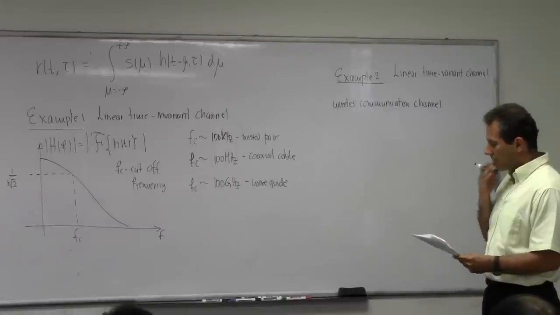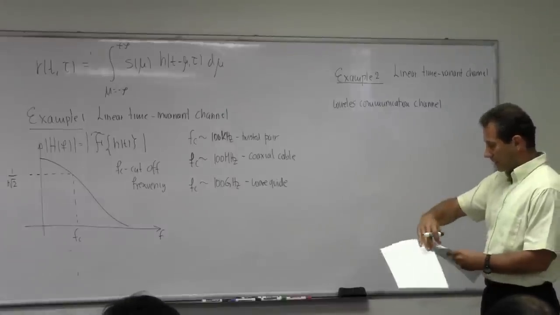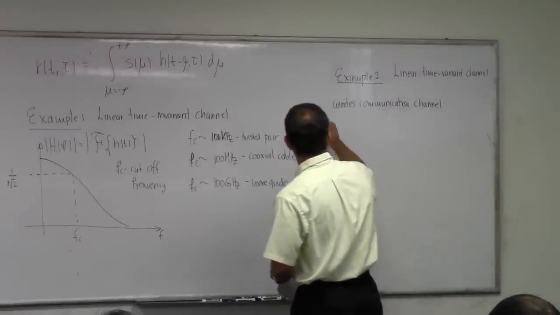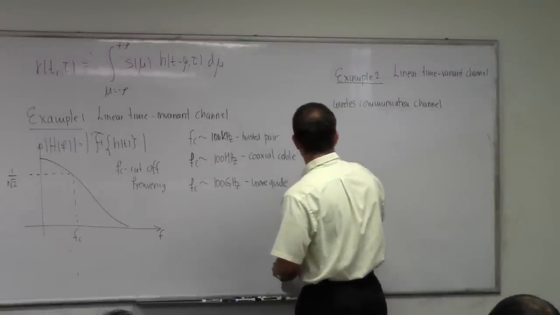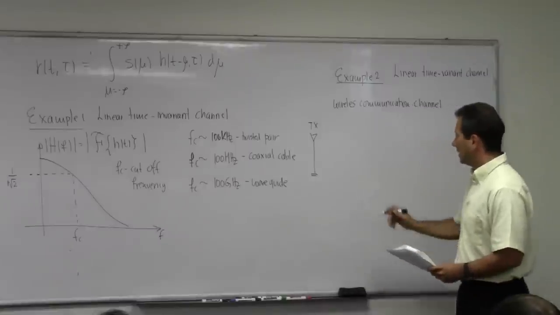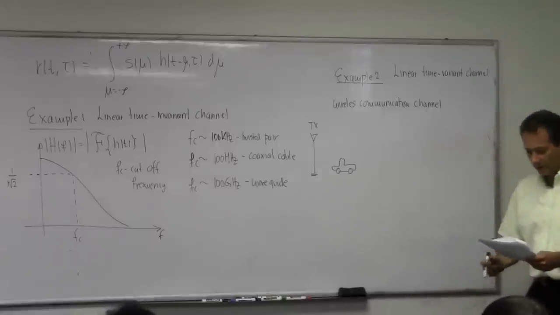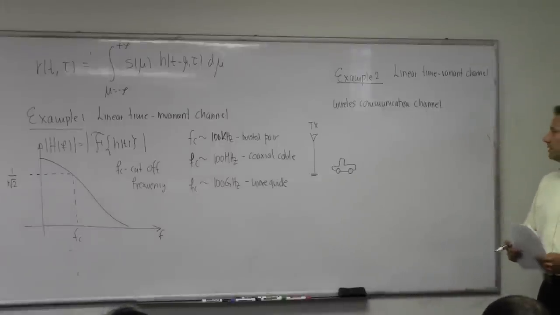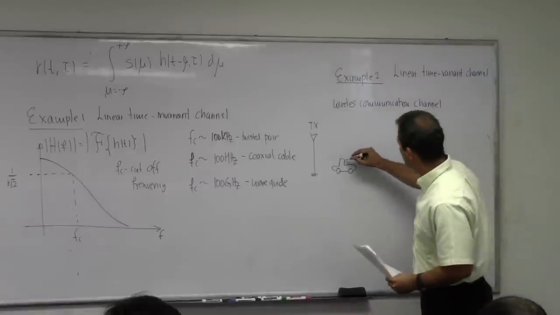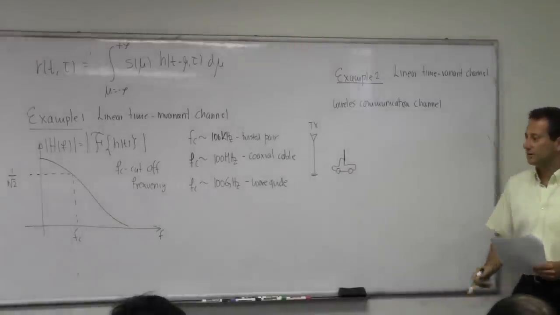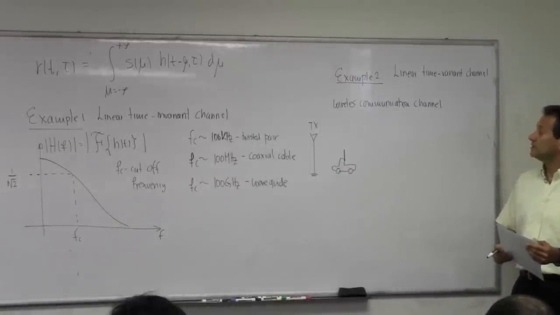So how does the channel look in this particular case? Well, here's what you have. You have your transmitter from which you're going to send your signal. And then you're going to have your receiver. Just to make sure that we understand that there's mobility involved here, there's some vehicle moving around. Let's say this is a radio broadcast, and this is my car here receiving the signal.